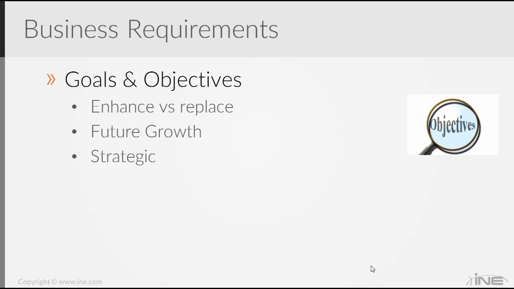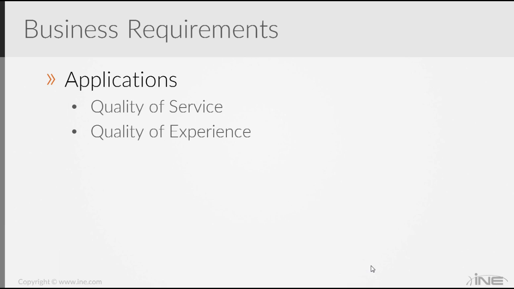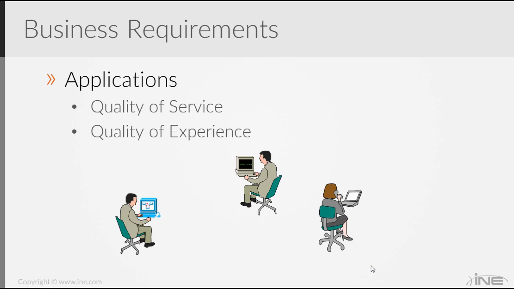Perhaps the organization has a more strategic goal in mind, in that they're planning for future hardware or applications and need the Wi-Fi infrastructure to support it. When it comes to applications, an organization may be looking to enhance or support applications that require a higher level of quality. In this respect, they're looking for quality of service support, perhaps for real-time applications. This could go hand in hand with, or be in addition to, overall end-user quality of experience.